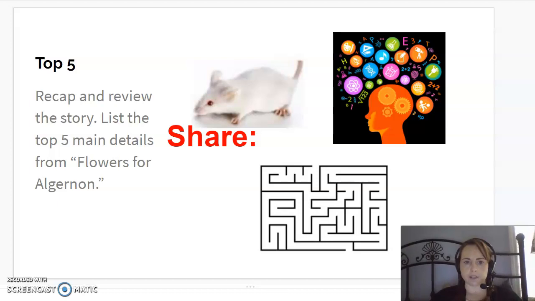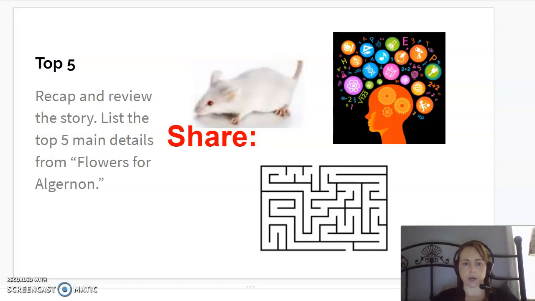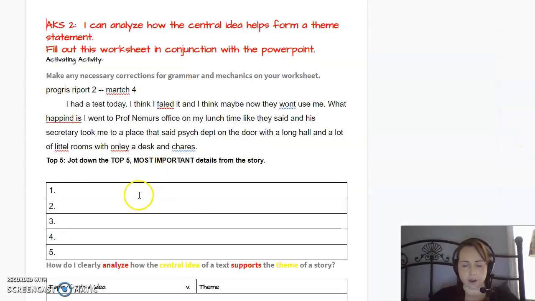I want you to pause and recap and review the story. List the top 5 main details from Flowers for Algernon. So let's imagine that your parents have asked you, what's the story about? And you only have 5 sentences to tell them. So this is going to be important that you do this to help you with today's exercise, and you're going to write them down right here.